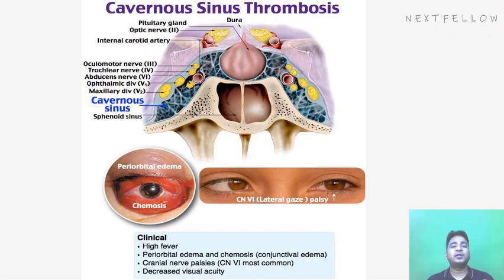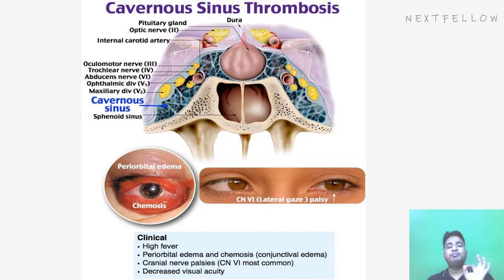Now, what is cavernous sinus thrombosis? We have already discussed how the infection may progress into the cavernous sinus by means of valveless veins, by means of the superior or inferior ophthalmic vein, or by means of the facial vein and pterygoid plexus. So what will be the clinical features? Again, this is the same diagram showing the cavernous sinus. First, we will talk about the content of the cavernous sinus.